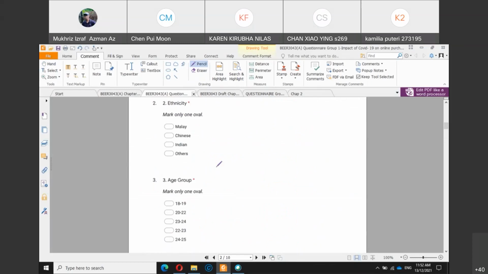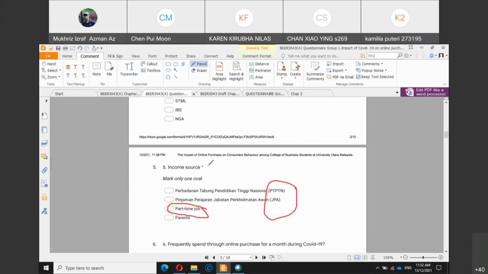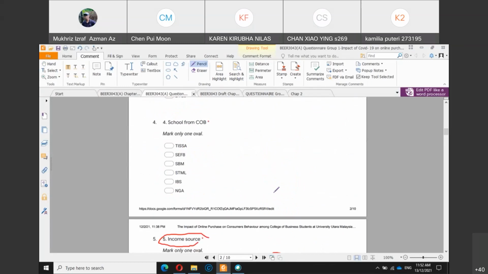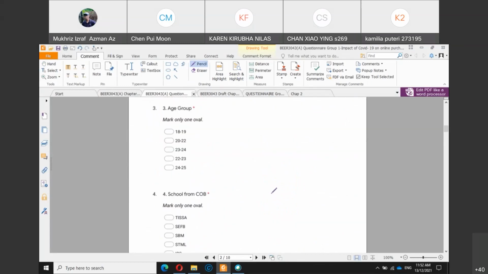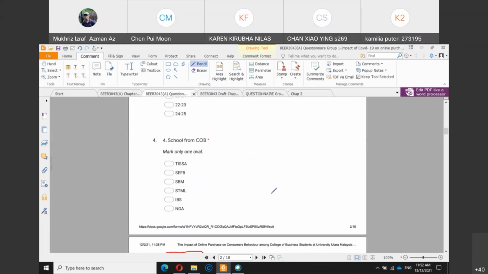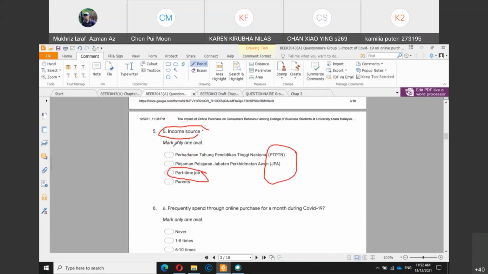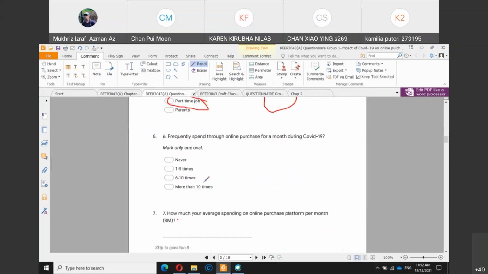When you mention income, this is not income. For students, you don't consider PTPTN or GPA as your income, because income usually comes from your work, from your employment. Money that you receive from a scholarship is not considered income. So you need to modify some of these components here. The focus is on during COVID-19. One month, 6 to 5 times.